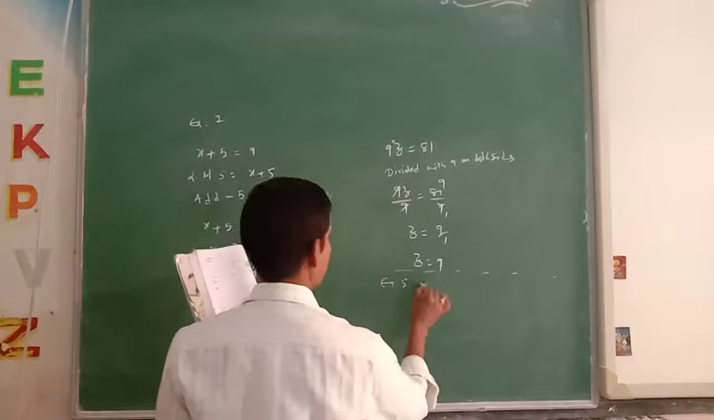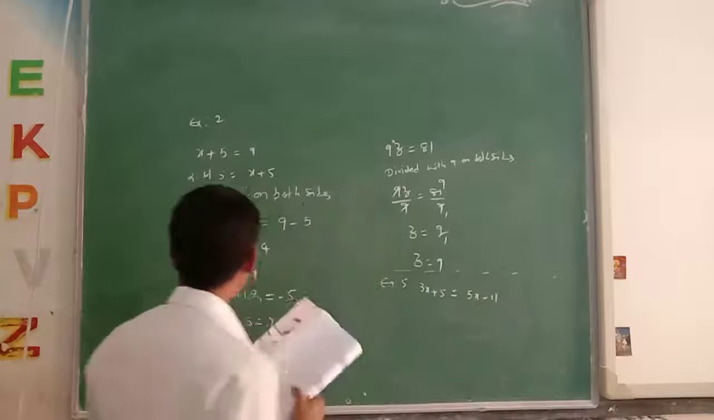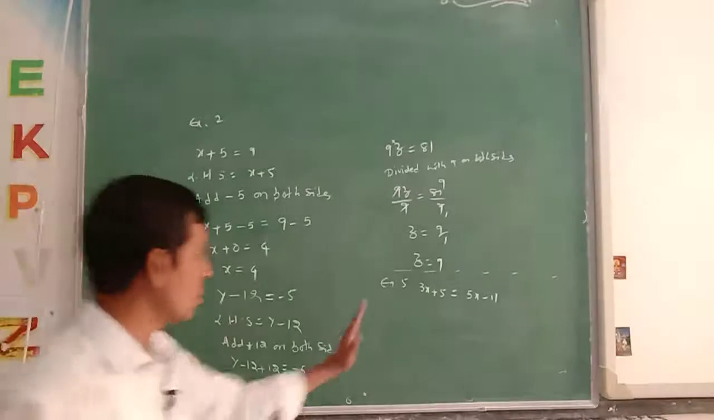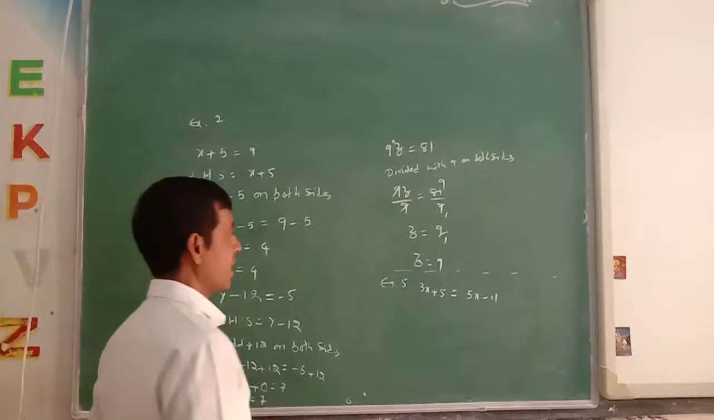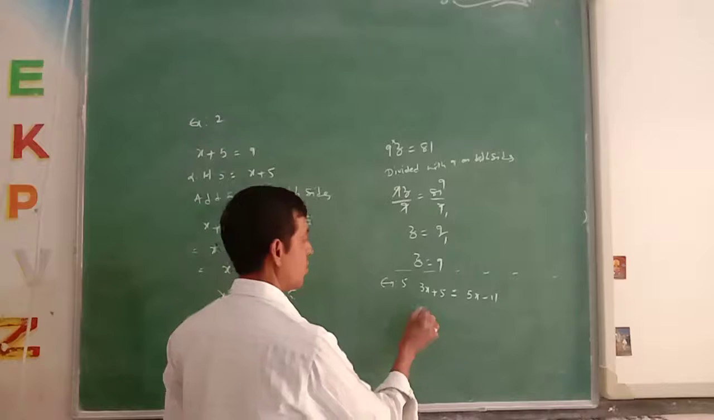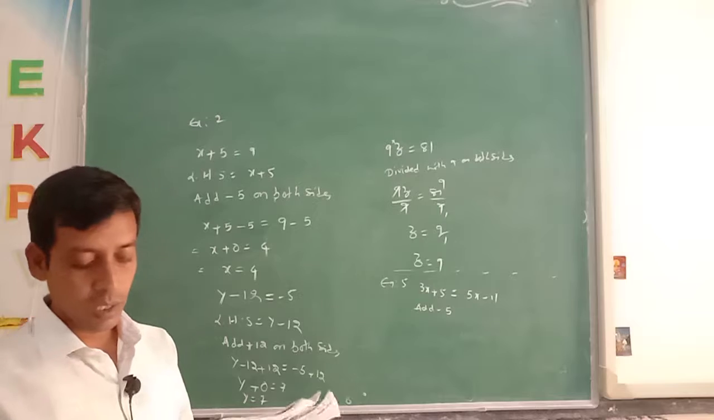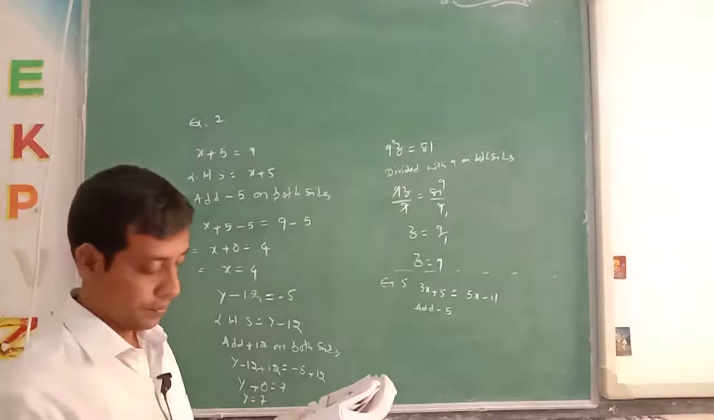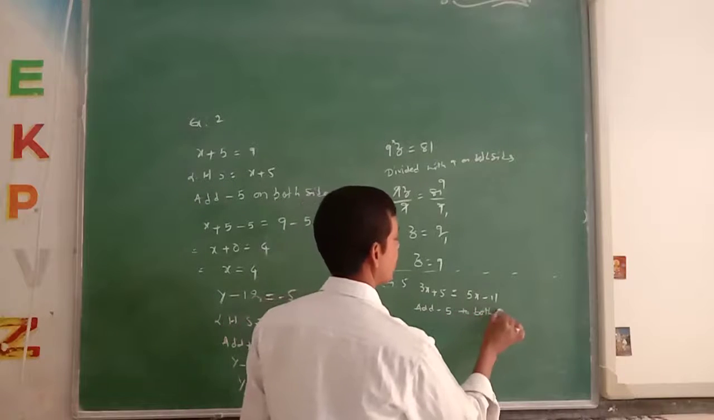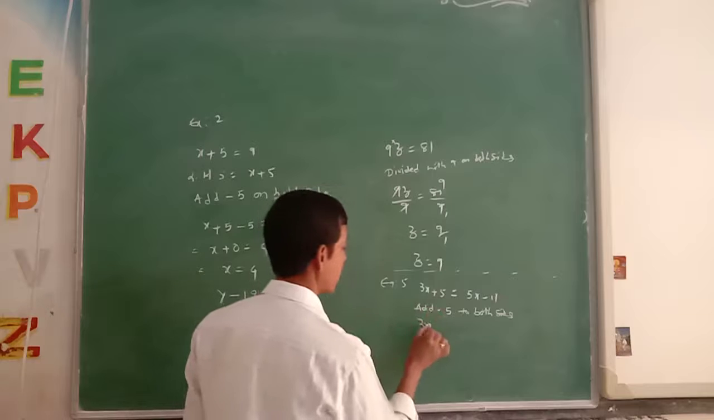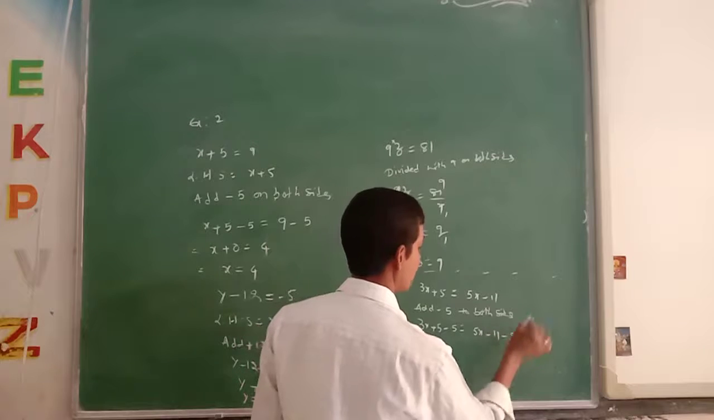What is example 5? 3x plus 5 is equal to 5x minus 11. Up to now we discussed only one x, only one y here. Now there is x on both sides. Whatever is there, plus 5 is there here. So what do we have to do? Add minus 5 to both sides. 3x plus 5 minus 5, and 5x minus 11 minus 5.